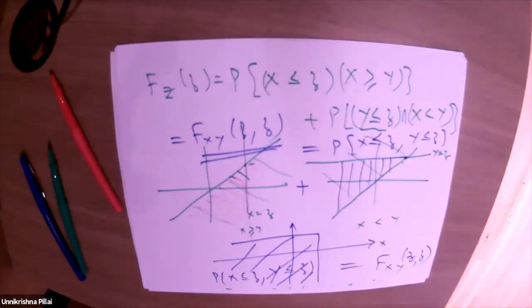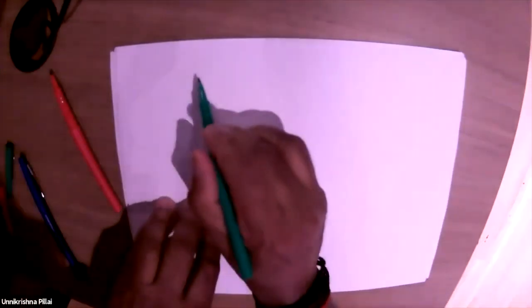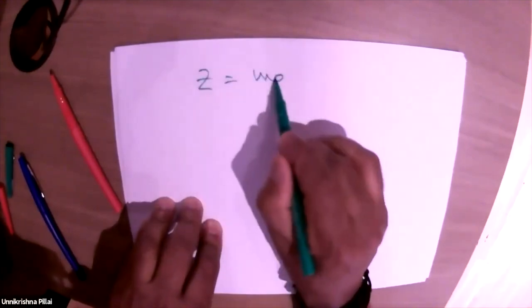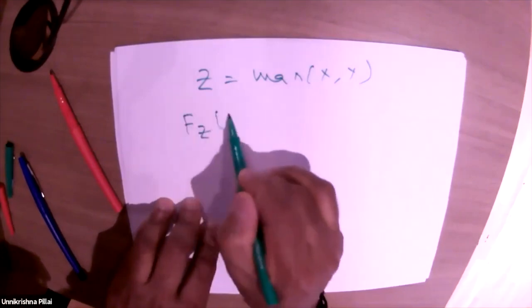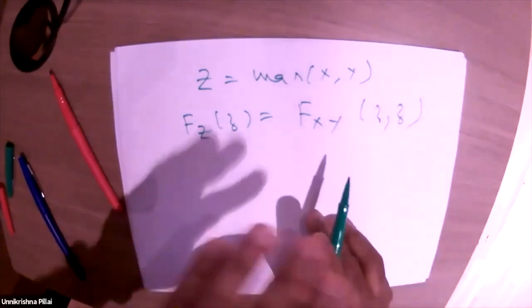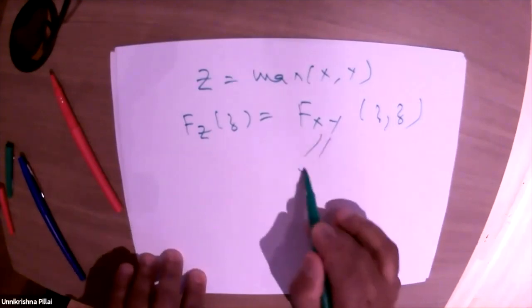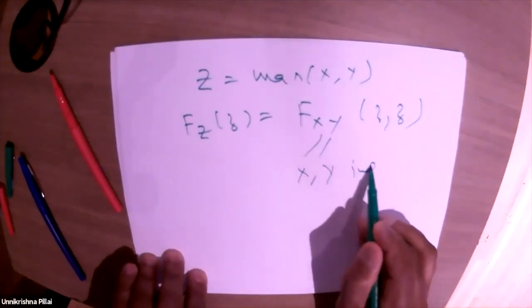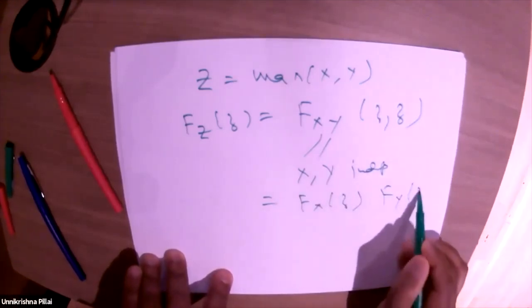So that's the distribution function of z. If z is the max of x comma y, the distribution function of z we can write this way. Of course you have to look at the limits. And now if x and y are independent, then this becomes the product: fx of z multiplied by fy of z.